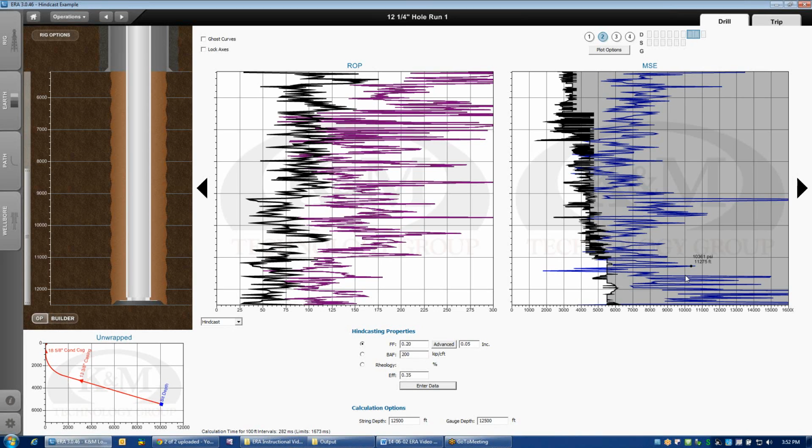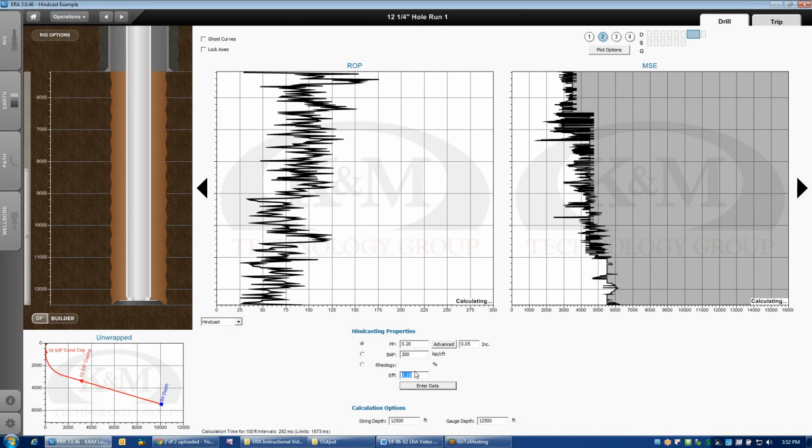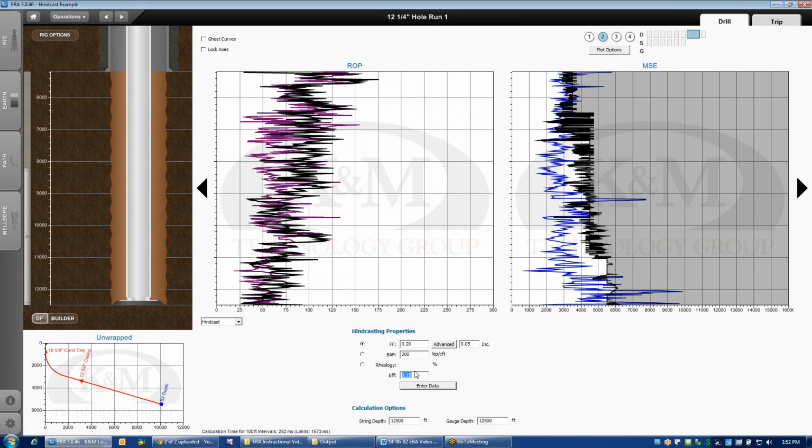So the first key in calibrating the model is getting the efficiency factor dialed in so that MSE and the confined compressive strength are as close as possible. Since the actual MSE is considerably higher than the compressive strength, that must mean that we're not as efficient as we've been assuming. So I might adjust this efficiency factor to say 0.15, and it'll recalculate. And you notice now that we get a good match early on in the run, but it appears for the bulk of the data that my MSE is actually too low. So it looks like I went too low on that first assumption.